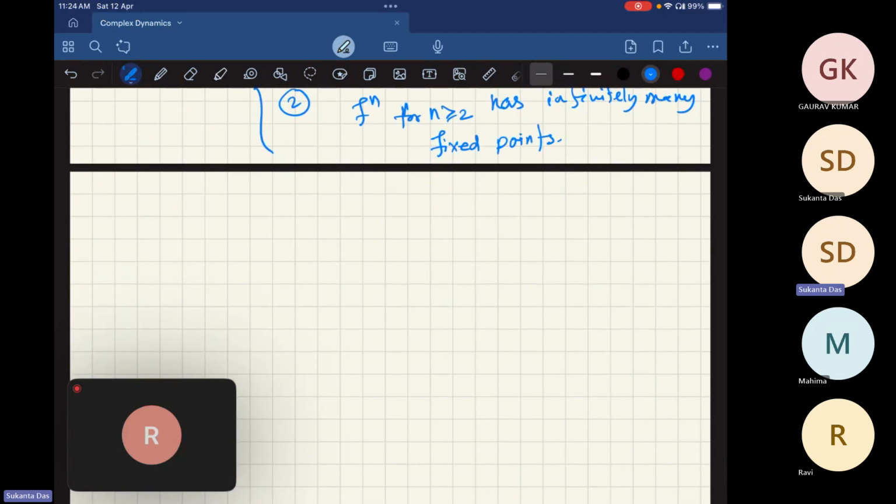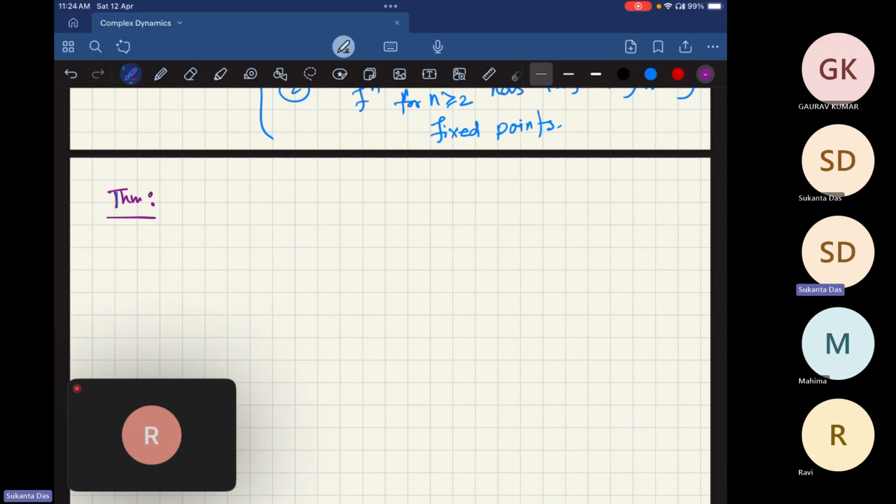Now, one more thing. Last day I mentioned the completely invariant set. So let me recall what a completely invariant set is. Suppose you have a domain U. If f of U is a subset of U, then it is called forward invariant. If f inverse of U is a subset of U, it is called backward invariant. If these two hold together, then I will say that U is a completely invariant set under f.